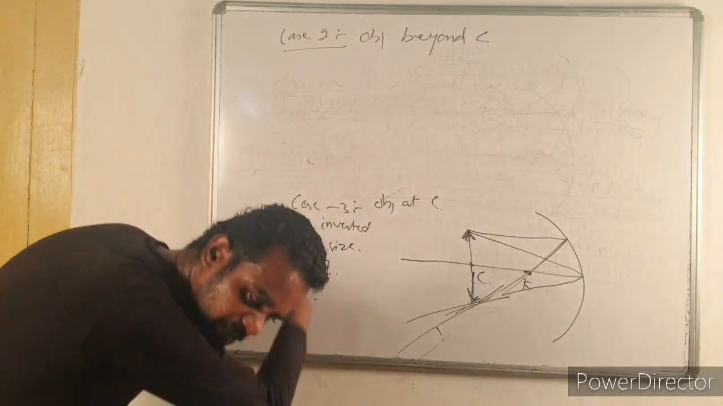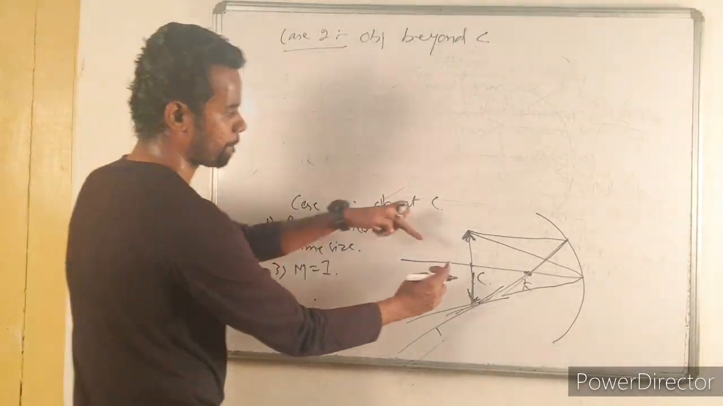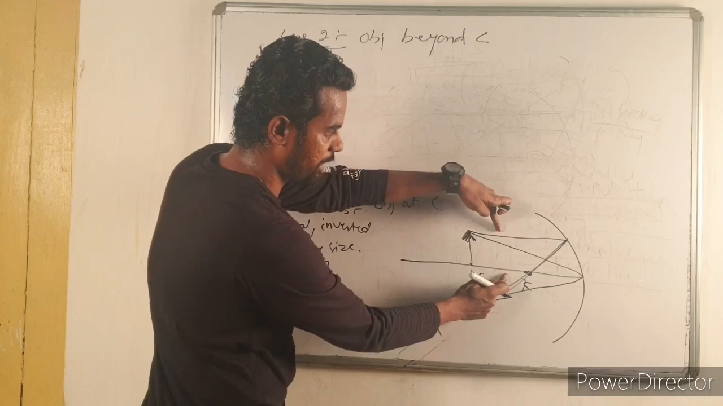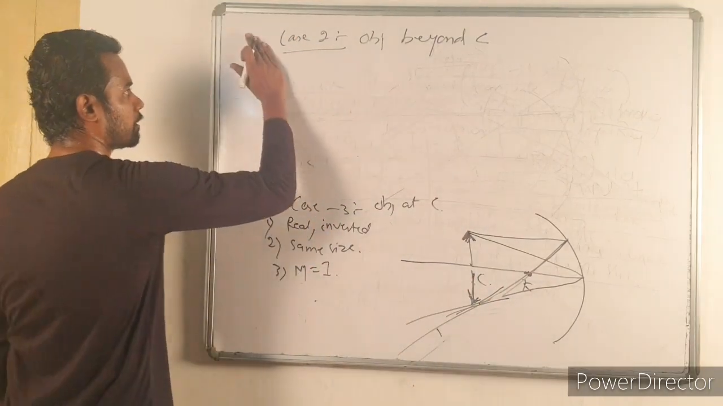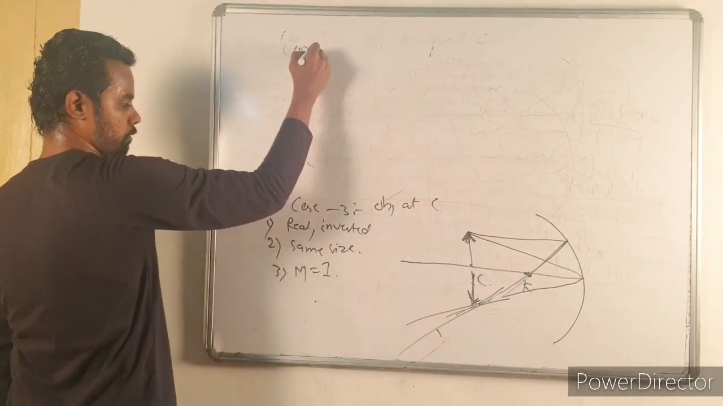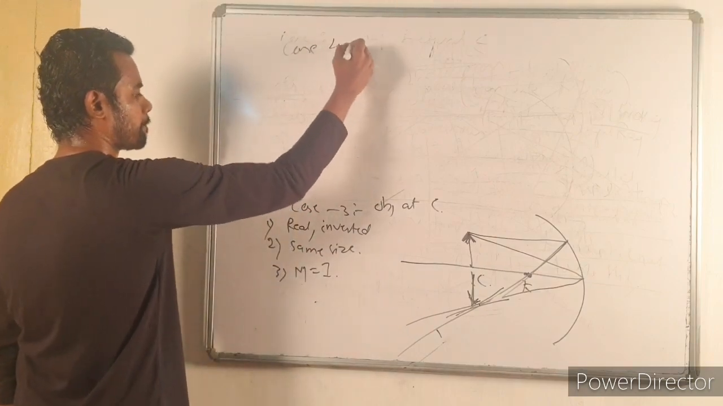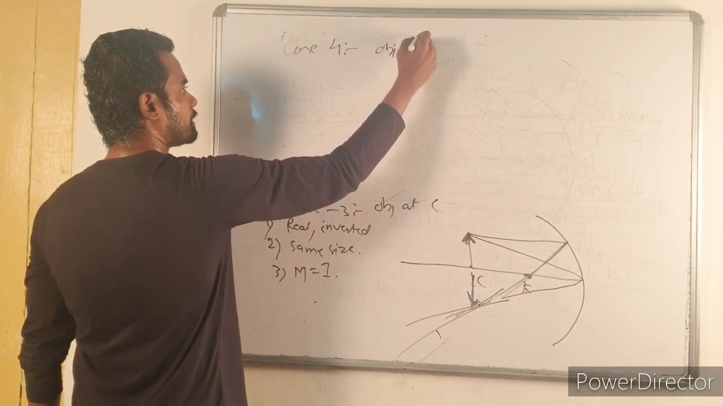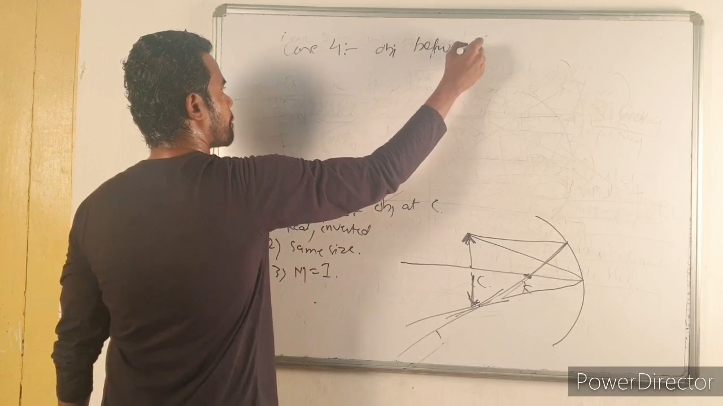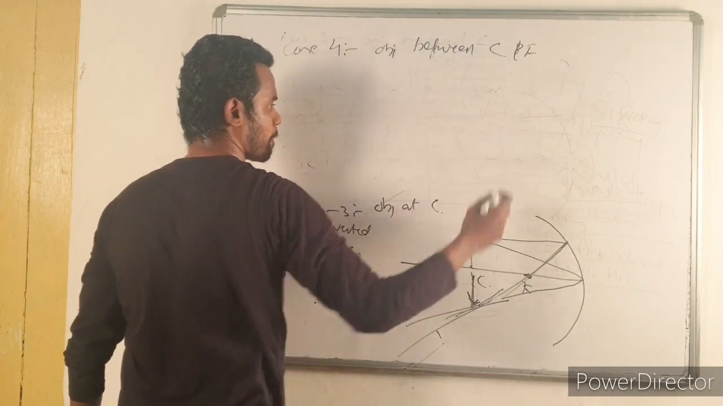So, the next case is the object will move towards F, or case 4, object between C and F.